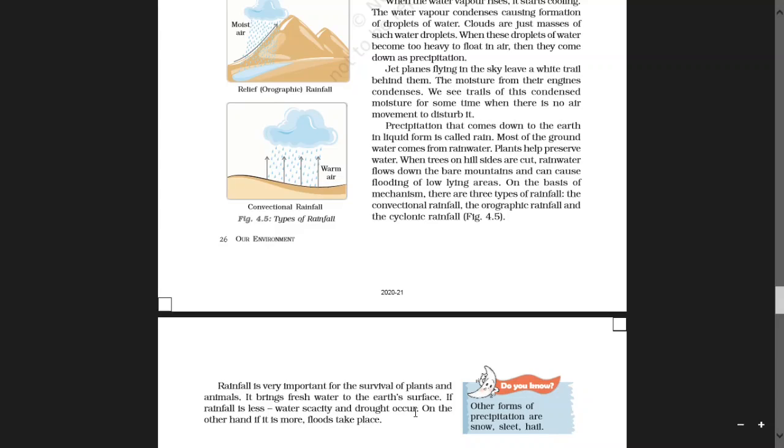On the other hand, if it is more, floods take place. Excess rainfall leads to flood, and lack of water leads to drought. Drought means everything dried up. Another fact given here: other forms of precipitation are snow, sleet, and hail, which I have already told you earlier.